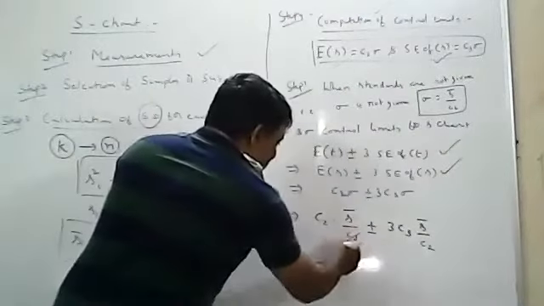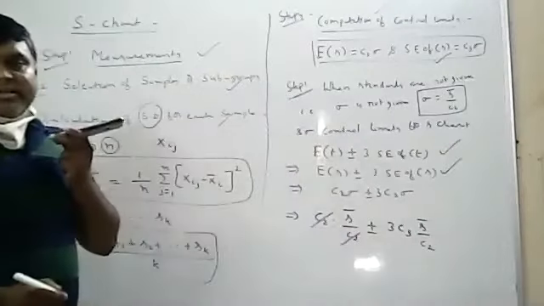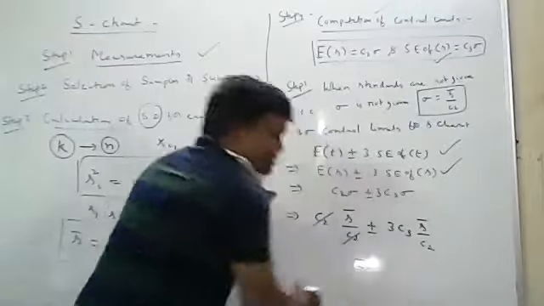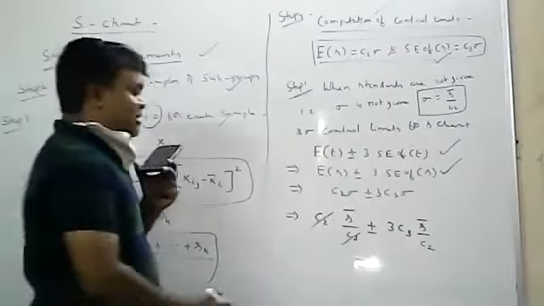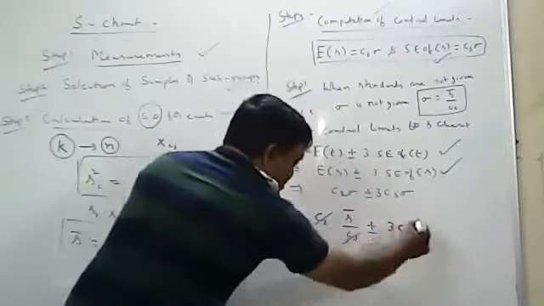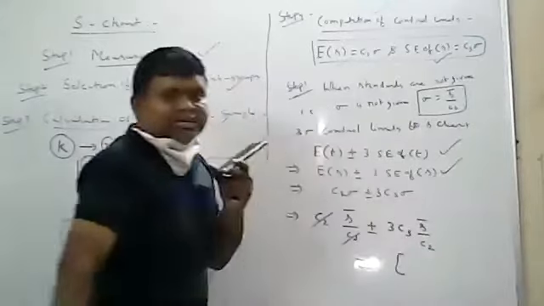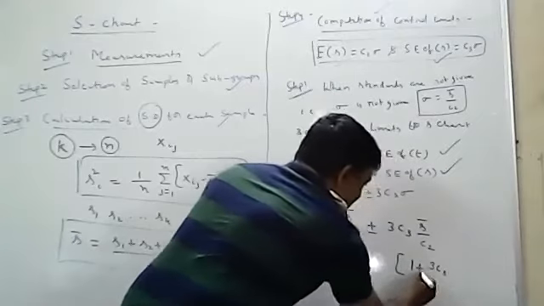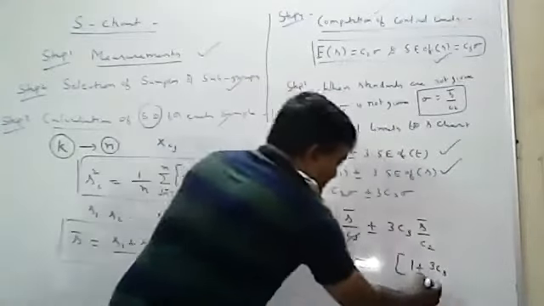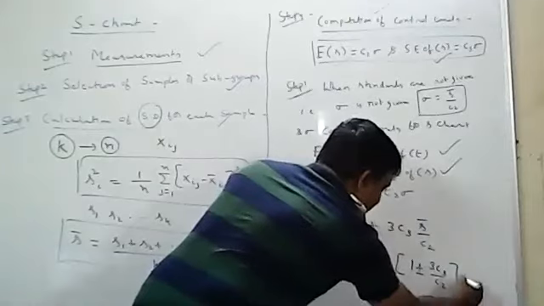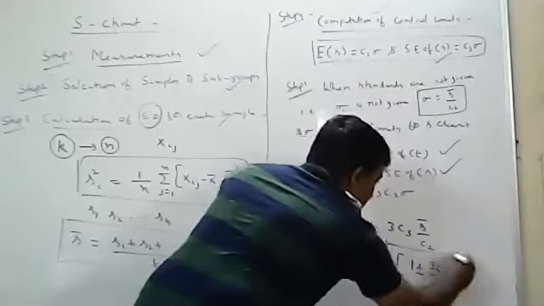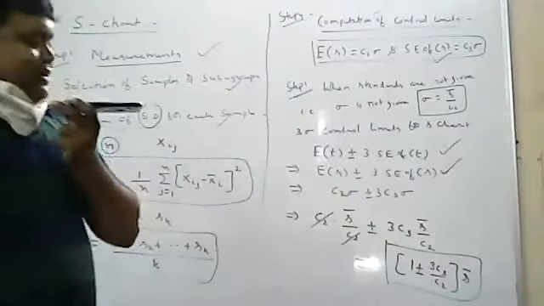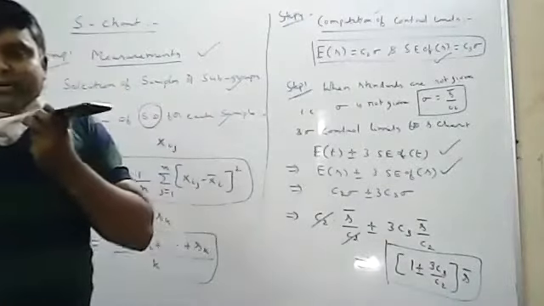What terms will be cancelled? C2 gets cancelled. What is the remaining function you will get? Here S bar is common. If you take S bar common, you will get 1 plus or minus 3C3 divided by C2, into S bar.